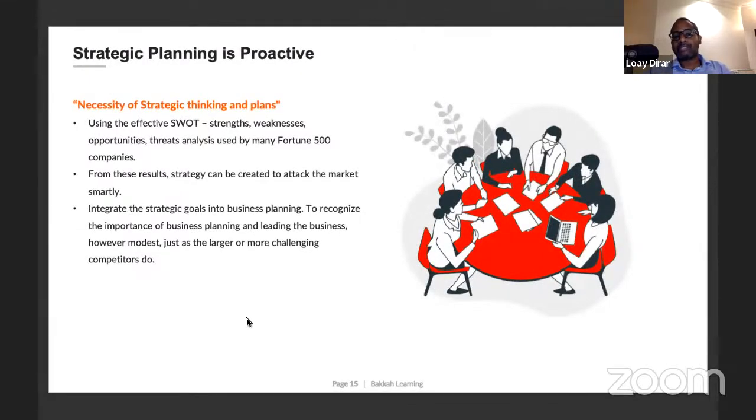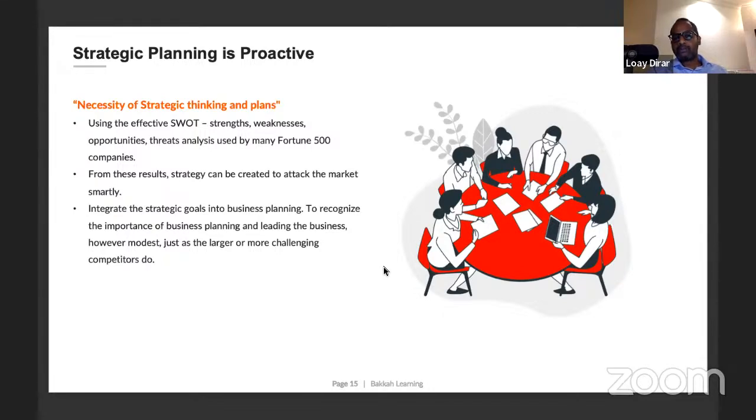Necessity of strategic thinking and plans. Strategic planning is proactive. We know that you need to always look ahead, a couple of years ahead, three years minimum, and come back and develop a plan at the current state. This is going to help you in developing and crafting the right direction for your business plan.